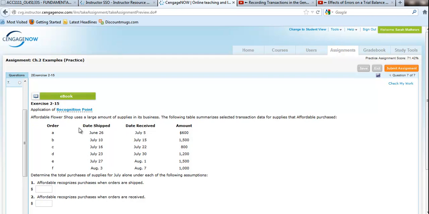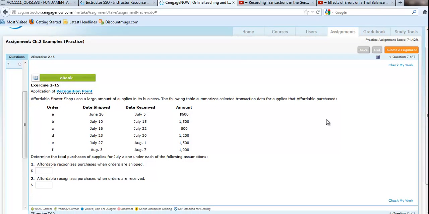So we have Affordable Flower Shop, and they use a large amount of supplies in its business. The following table summarizes the selected transactions for the company. So here are all of our orders A through F, and we are purchasing supplies for July under each of the following situations. So here's when they're shipped, and here's the dates that they are received.